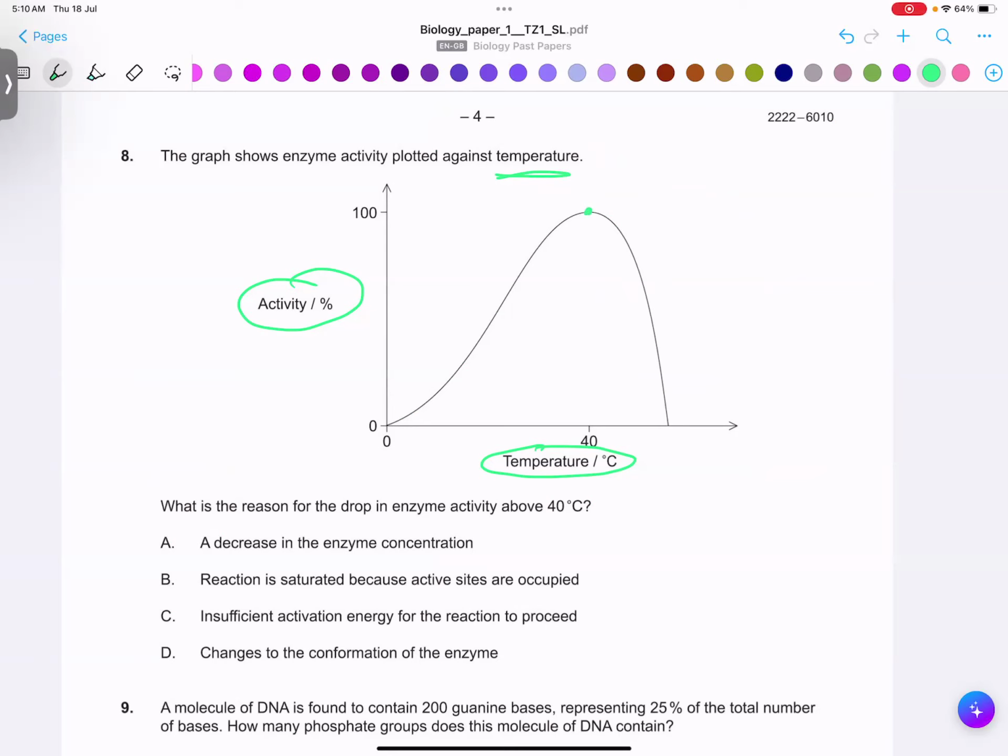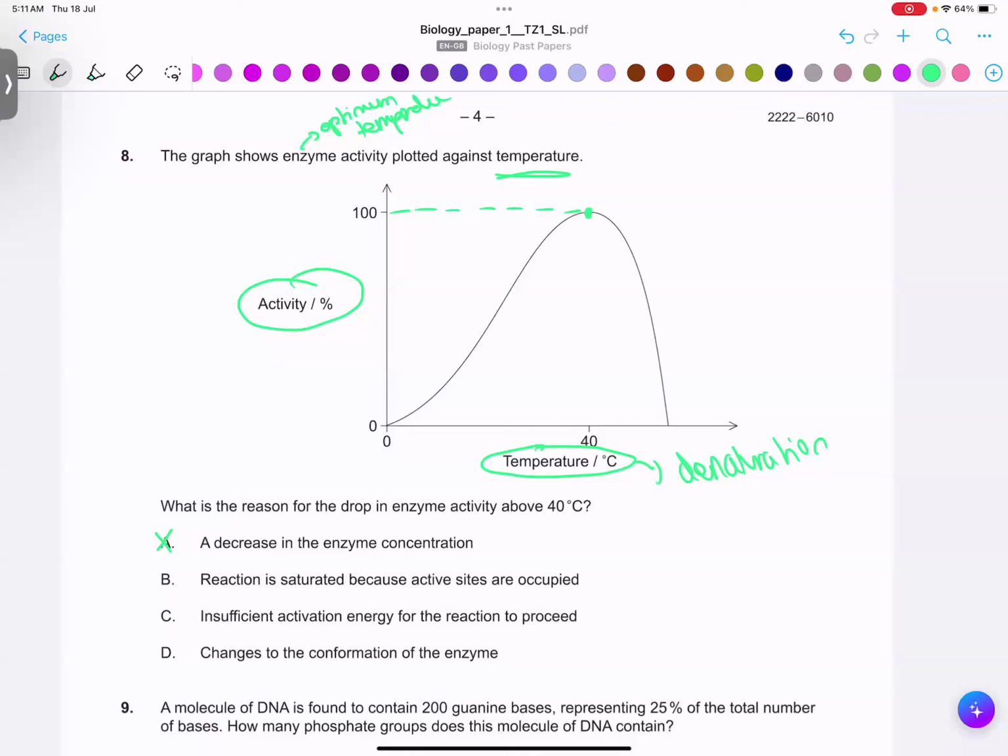And we do know that enzymes work at the optimum temperature. So they have an optimum temperature where they work at their best. So that's their optimum temperature, and this is it here. This is where its activity is the highest, approximately around 100%. But then it starts decreasing. And the reason it starts decreasing is because the temperature becomes too high, causing denaturation. And keep in mind that when the enzyme is denatured, it cannot go back to its original state. Okay, so a decrease in the enzyme concentration, that is not true because it's plotted against temperature. So keep that in mind. So this is not true.